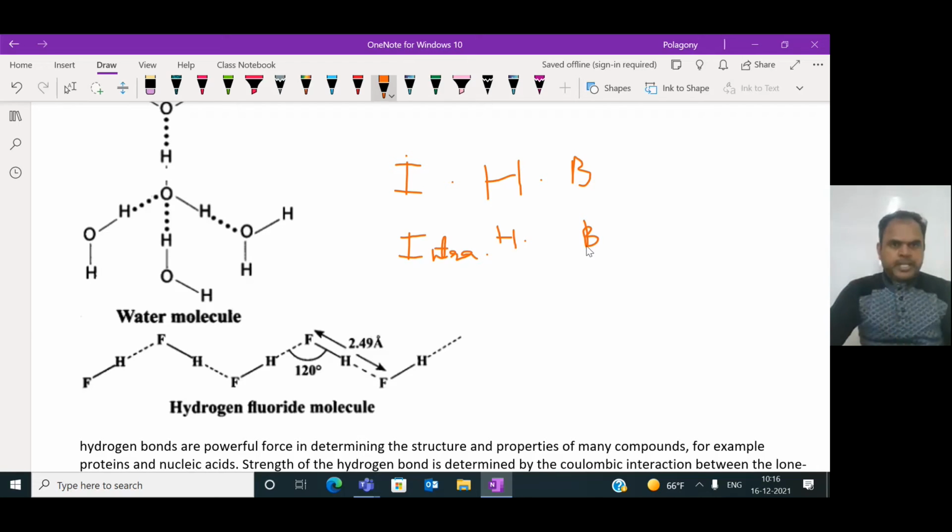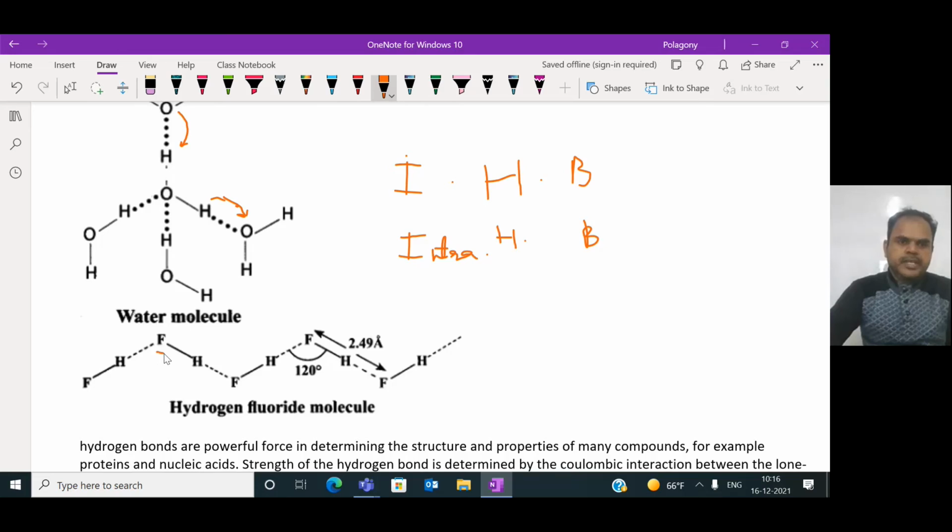That means when two polar molecules containing an electronegative atom and a hydrogen atom face together, there is an attraction force between them. For example, between oxygen and hydrogen there is a hydrogen bonding attraction force, and between hydrogen and oxygen there is an attraction force, and hydrogen and oxygen attraction force. As a result of this, association of molecules takes place.